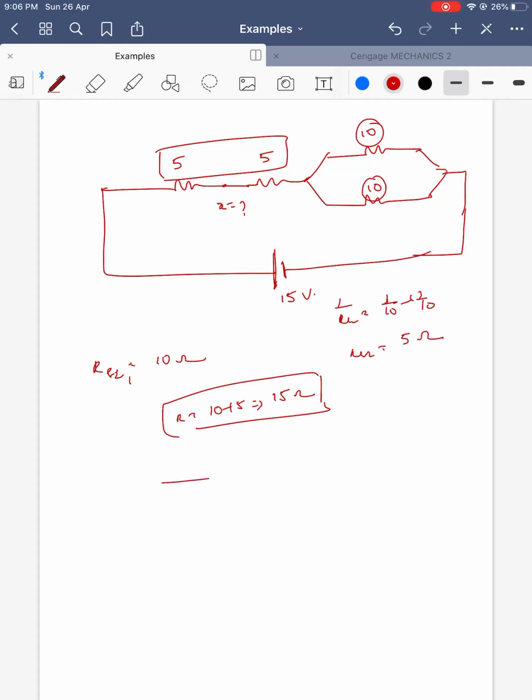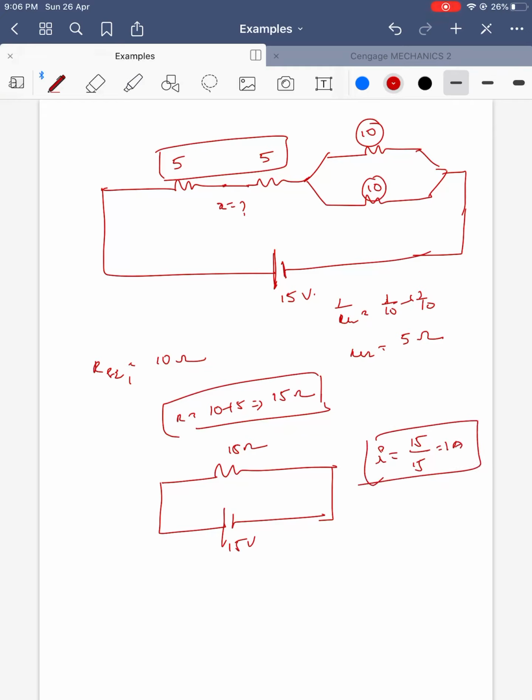How to get the current? So we will draw the circuit diagram. So 15 volt, here is 15 ohm resistance. So total current I is equal to 15 by 15, which is 1 ampere. Okay, I am erasing everything. 1 ampere is the current flow.